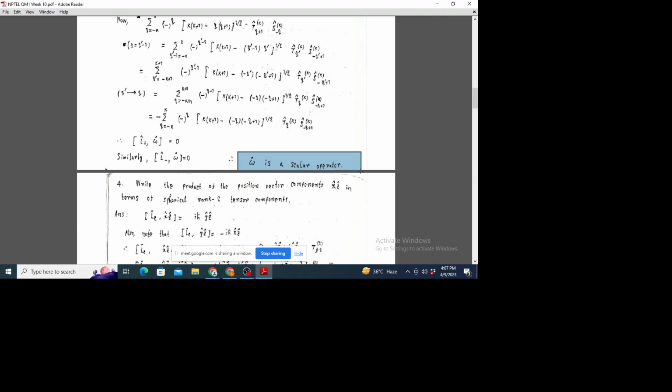So that is why omega is a scalar operator. The terminology is like this: a rank 0 tensor operator is a scalar operator, a rank 1 tensor operator is a vector operator, and from rank 2 onwards there is no new name, they are simply called tensor operators. So scalar, vector, and from rank 2 onwards they are tensor operators. Okay, so that is how you proved that omega is a scalar operator.